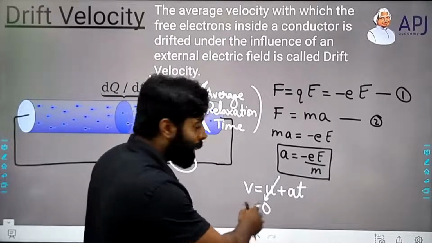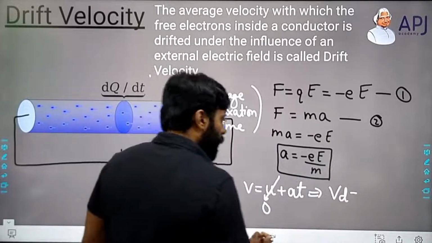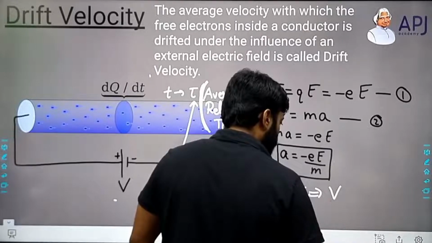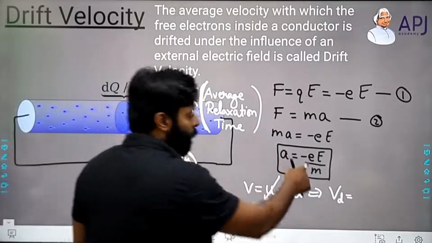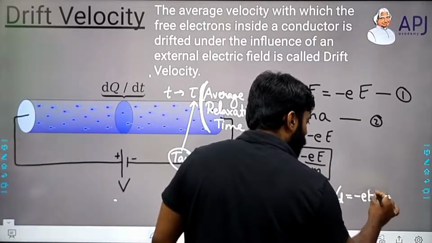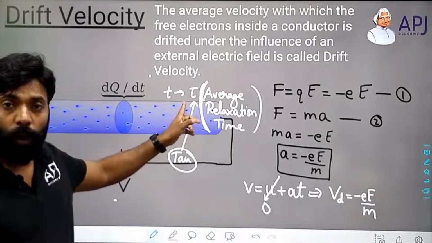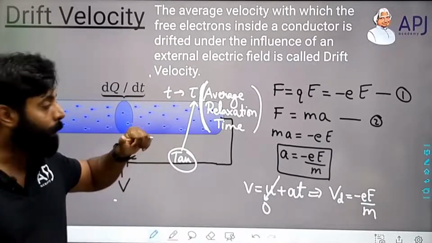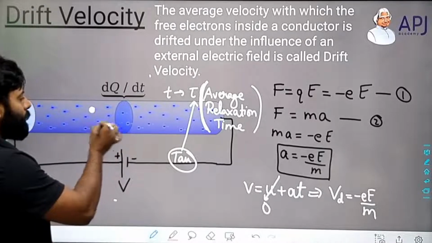This is the drift velocity which we are getting. So drift velocity Vd is equal to, please write that in subscript, Vd is equal to, acceleration is equal to minus eE divided by m, and the time we are taking as tau. Tau is the average relaxation time, and average relaxation time is the time interval between two successive collisions.